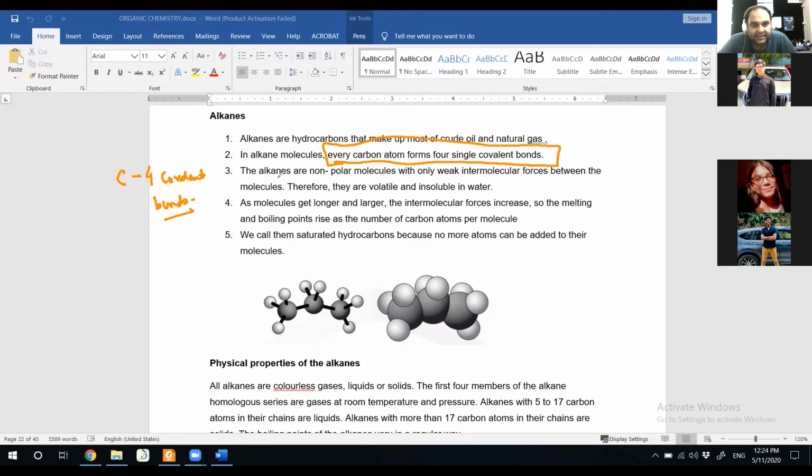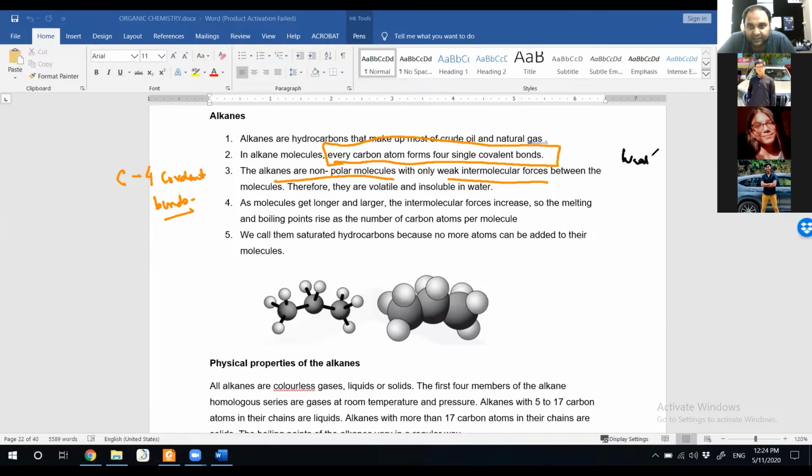The alkanes are non-polar molecules with only weak intermolecular forces. What is the name of this weak intermolecular force? Weak van der Waals forces. Very good. So the alkanes are non-polar molecules with only weak intermolecular forces between the molecules. Therefore, they are volatile and insoluble in water.